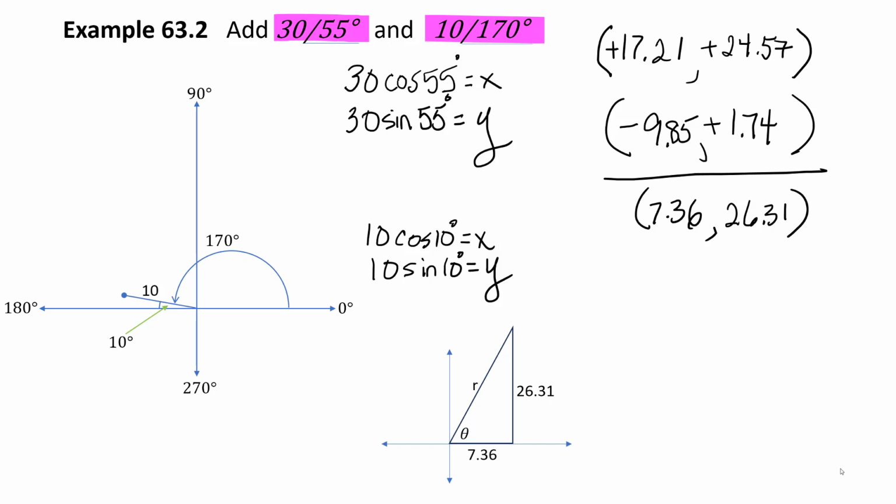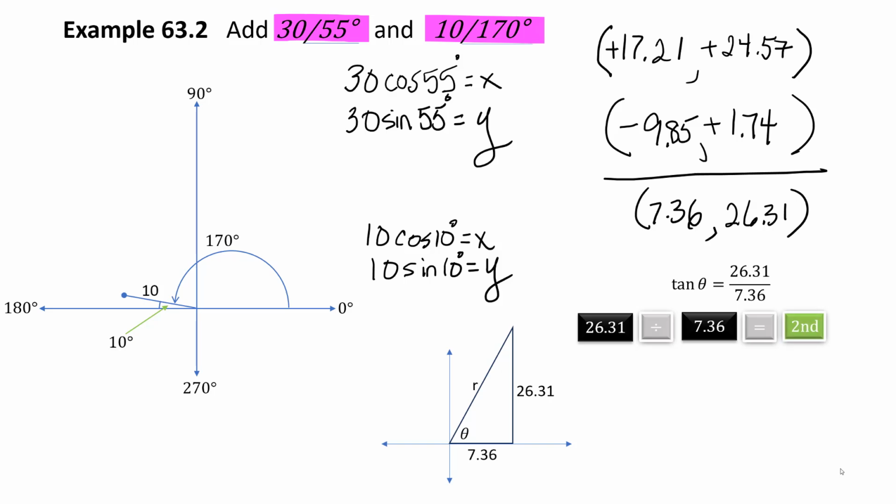So first of all, to find theta, I'm going to say that the tangent of theta is opposite over adjacent, which is 26.31 over 7.36. I can't use tangent because I don't know theta. I'm going to use inverse tangent because I have the ratio, not the angle. So to punch that into your calculator, you would hit 26.31, then divide by 7.36, equals, then you would hit second function tangent, and that would give you that theta is about 74.37 degrees.